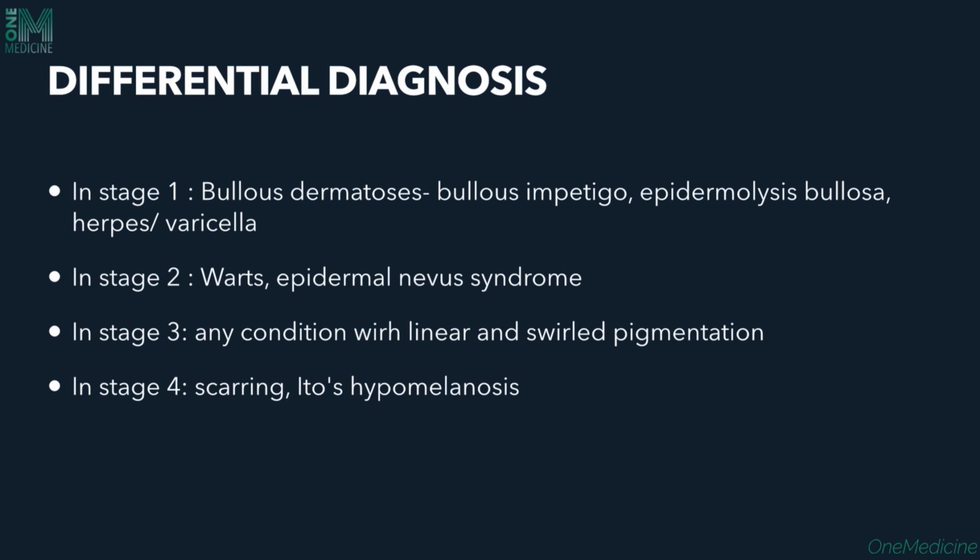Differential diagnosis in stage 1, the bullous stage. Other bullous dermatoses need to be differentiated. Like in children, we can have bullous impetigo, a bacterial infection. Then epidermolysis bullosa can be seen in infants. There will be friction-induced blisters in epidermolysis bullosa, mostly in children. Then herpes and varicella infections can be seen.